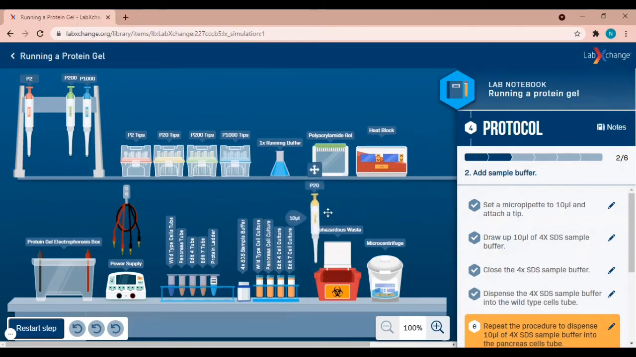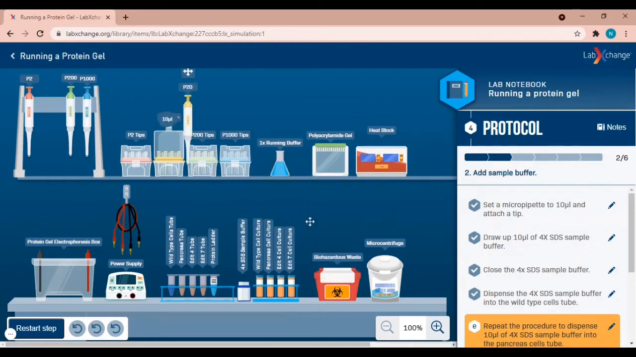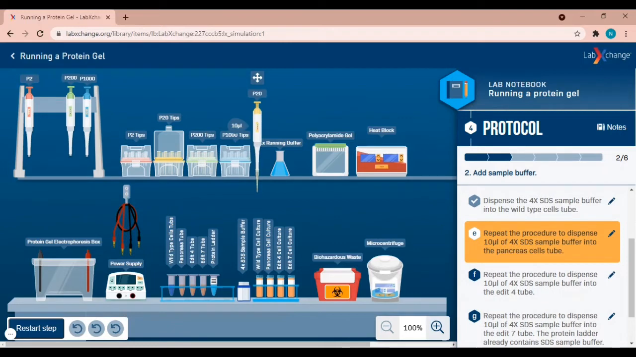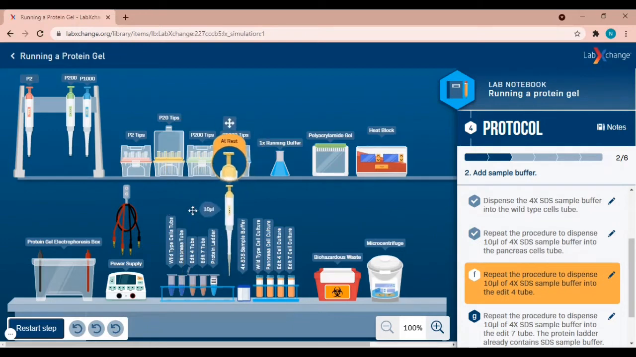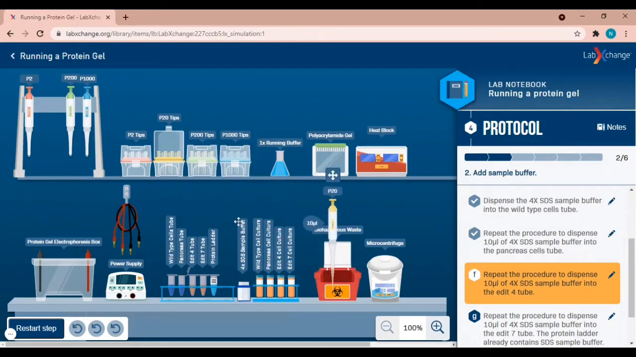Before repeating the procedures, eject the tip into the biohazardous waste container first and attach a new tip. Okay, done. Draw up the 4 times SDS sample buffer. Then dispense into the pancreas cells tube. As usual, eject the tip to prevent contamination. Then attach a new tip.